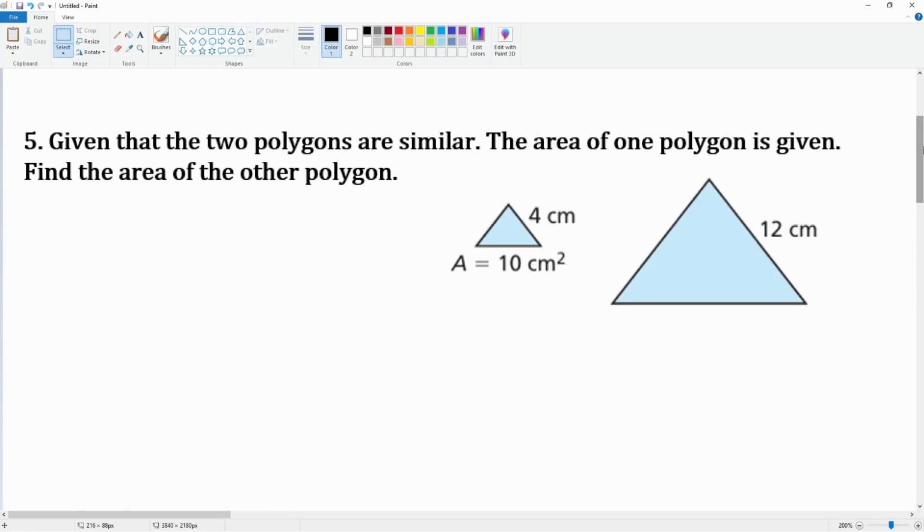All right, number 5, you're given that the triangles are similar. You want to find the area of the other polygon, right? This is like question 4, but it's dealing with the area, not perimeter. Okay, but the ratio is essentially the same.